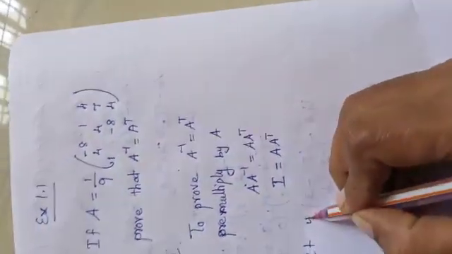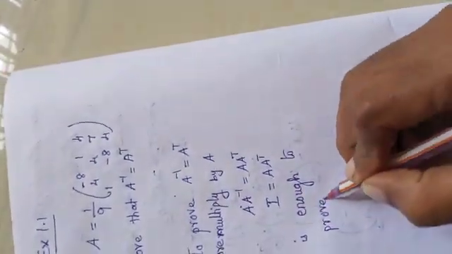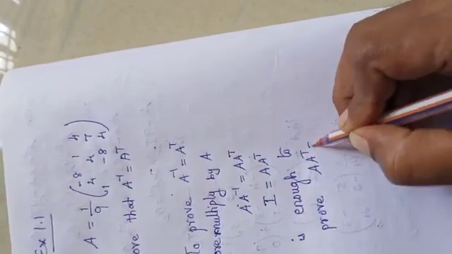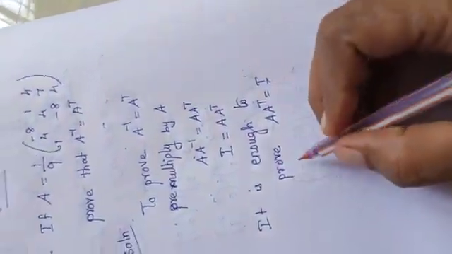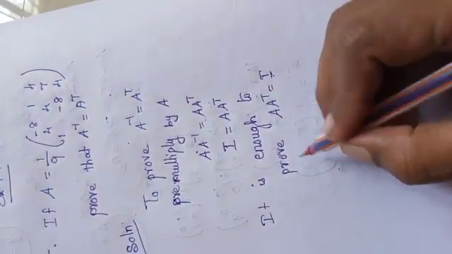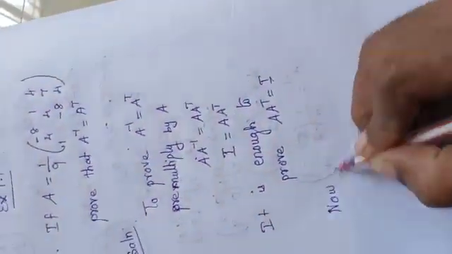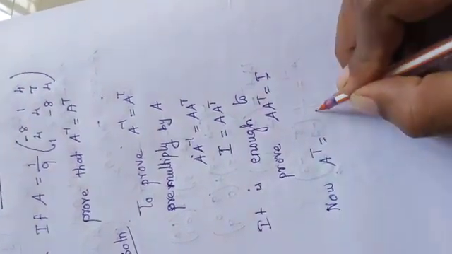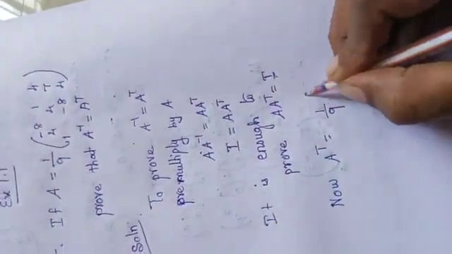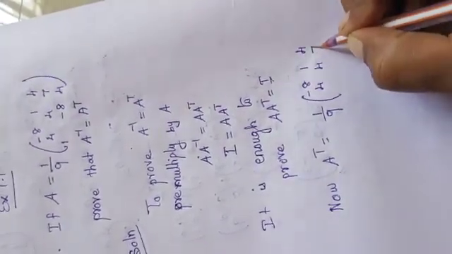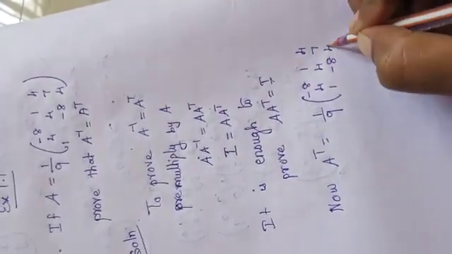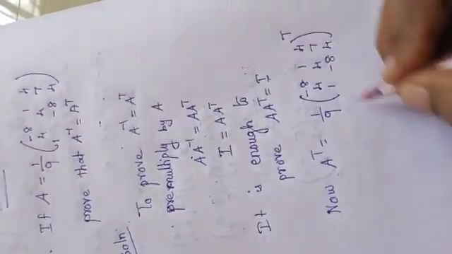So it is enough to prove A into A transpose is equal to I. Okay, now shall we prove it? A we know, A transpose only we have to find out. Now, A transpose is equal to, see, 1 by 9 matrix minus 8, 1, 4, 4, 4, 7, 1, minus 8, 4, the whole transpose.